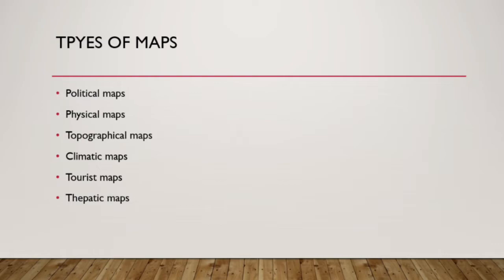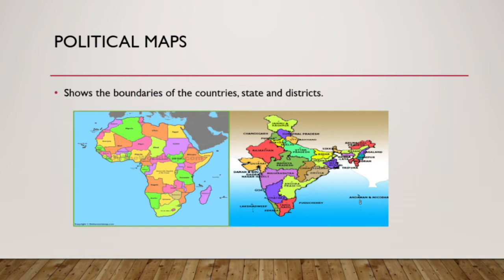So political map, students, shows the boundaries of the country, state and district. In front of you there are 2 images. The first image shows the country. This means this map shows countries, and the countries which we can see are Egypt, we have Liberia, we have Tanzania, we have Angola, we have Zimbabwe, and so far you can read by yourself.